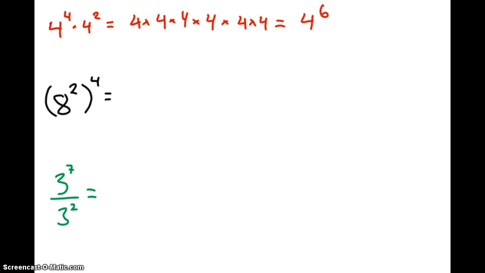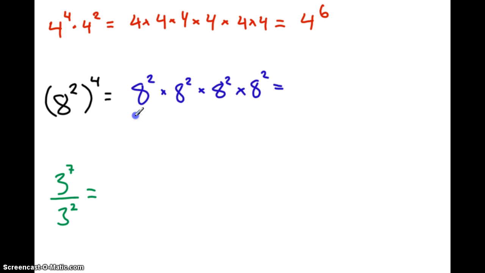So here is a power raised to another power. So think to yourselves, what does this 4 mean? And it means 8 to the 2nd power times 8 to the 2nd power times 8 to the 2nd power times 8 to the 2nd power. It means that there are 4 groups of 8 to the 2nd power. So if you want, you can finally write your answer.